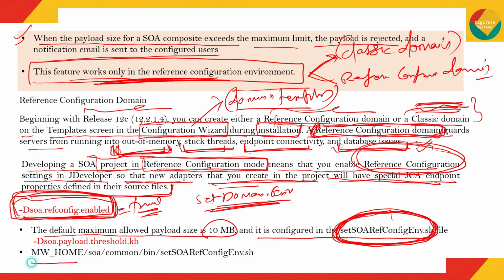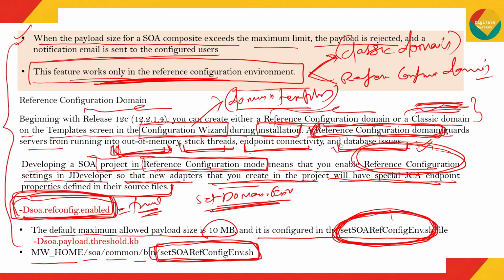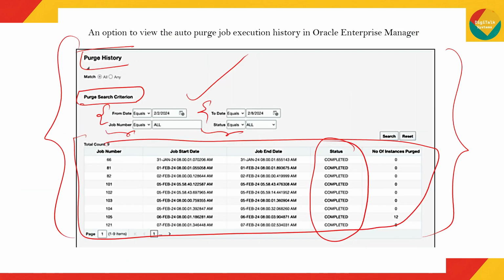Your middleware home, or you can say Oracle home, where you have installed your Oracle SOA suite. Then soa/common/bin, and inside bin you will have this particular file. So you can look for this file for the reference configuration domain configuration. So this is the important part: what the reference configuration domain is, what the classic domain is, how to enable and disable it, and what the different configuration files are that get activated when we configure the reference configuration domain.